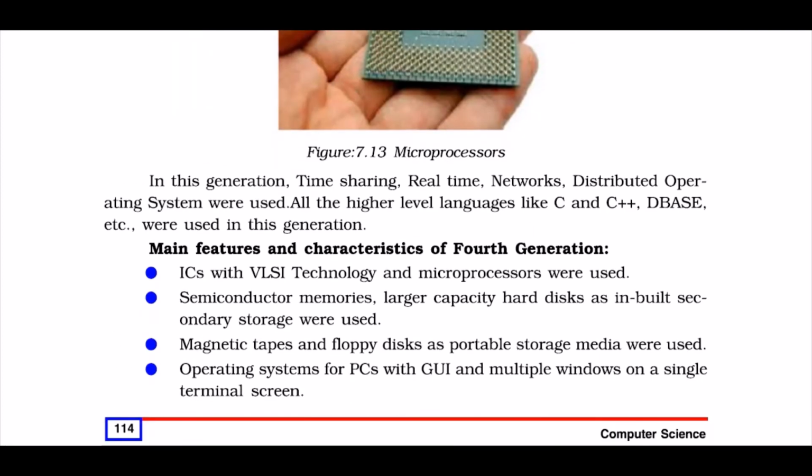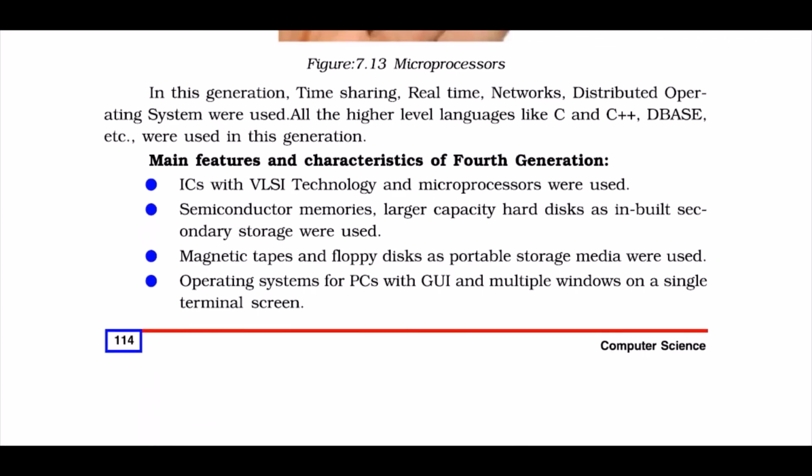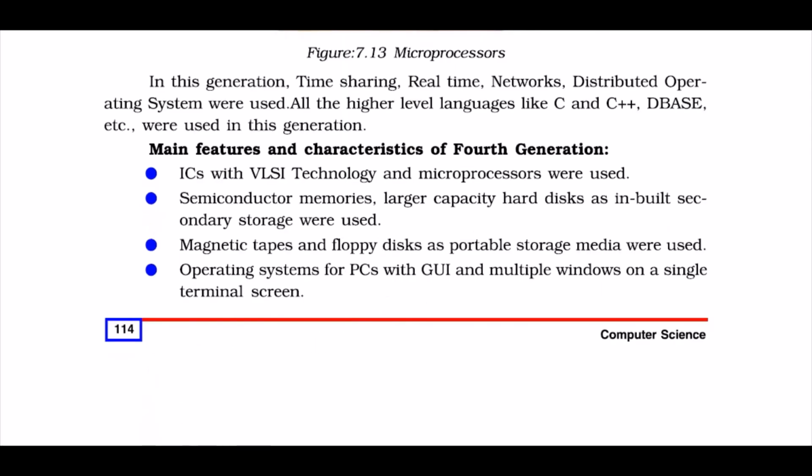In this generation, time sharing, real-time networks, distributed operating systems and higher level languages like C and C++, dBase, etc. were used. Its features: ICs with VLSI technology and microprocessors were used. Semiconductor memories, large capacity hard drives and inbuilt secondary storage were used, along with magnetic tapes and floppy disks as portable storage devices.